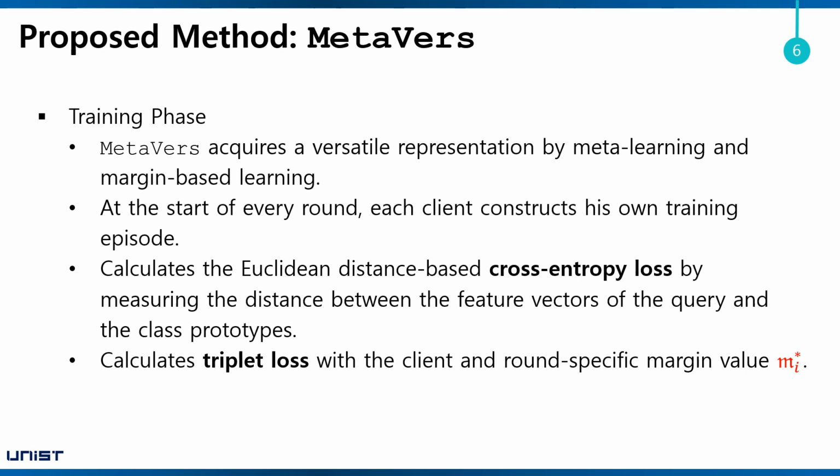MetaVers consists of two phases, training phase and test phase. Let's see the training phase first. MetaVers acquires a versatile representation by meta-learning and margin-based learning. At the start of every round, each client constructs his own training episode. MetaVers utilizes two loss functions, Euclidean distance-based cross-entropy loss and triplet loss.